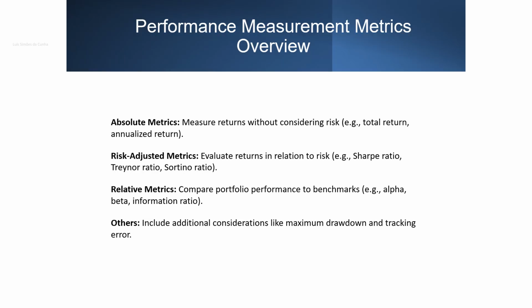Performance measurement metrics can be categorized into absolute metrics, which measure returns without considering risk; risk-adjusted metrics, which evaluate returns in relation to risk; relative metrics, which compare portfolio performance to benchmarks; and other metrics, which include additional considerations like maximum drawdown and tracking error.